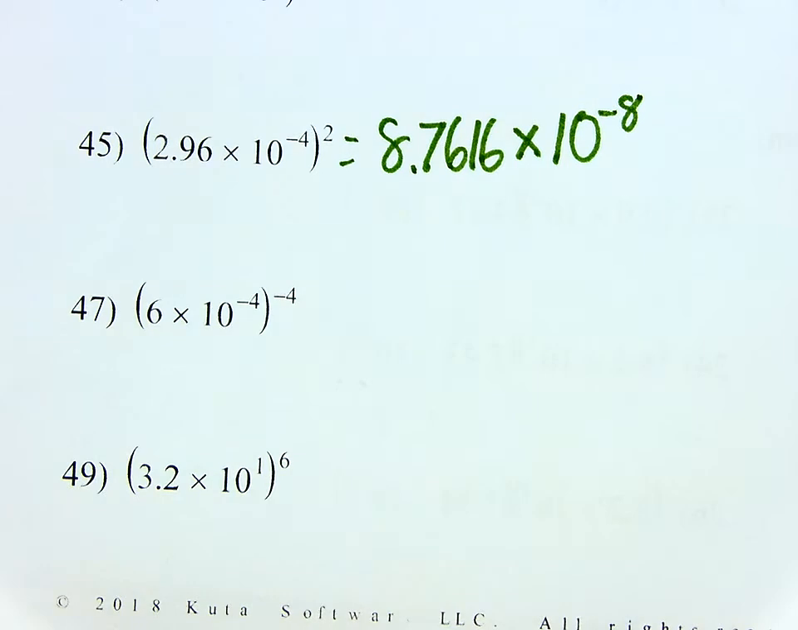Yeah, this time I got lucky. That first number is in between 1 and 10. I don't need to fix it. So that's all I had to do. Square everything that's in there, and I get to move on. Unfortunately, I'm not always that lucky.